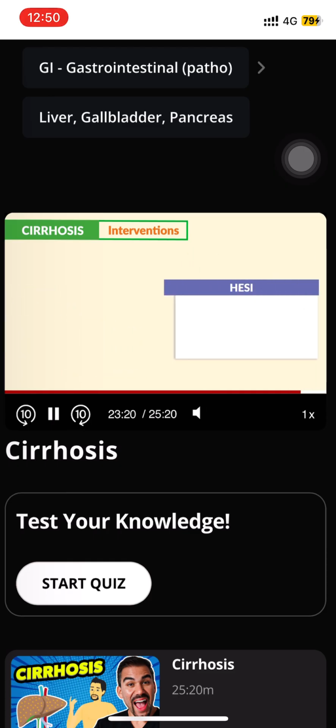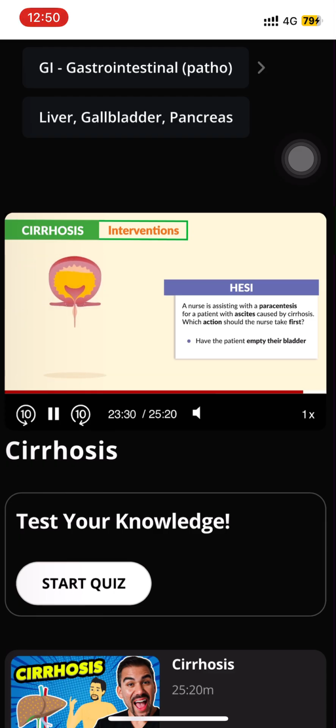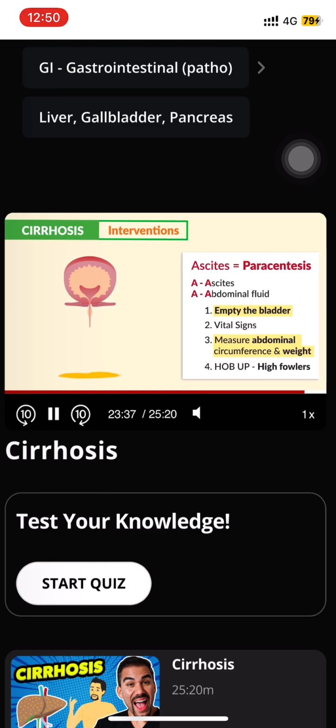So Hesi mentions, a nurse is assisting with the paracentesis for a patient with ascites caused by cirrhosis. Which action should the nurse take first? Have the patient empty their bladder. Yes, we always empty the bladder first. So make sure to write down the 4 key points before a paracentesis.